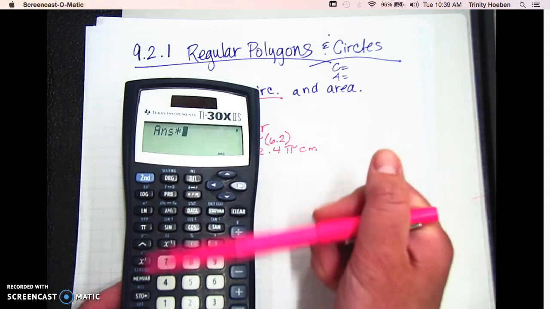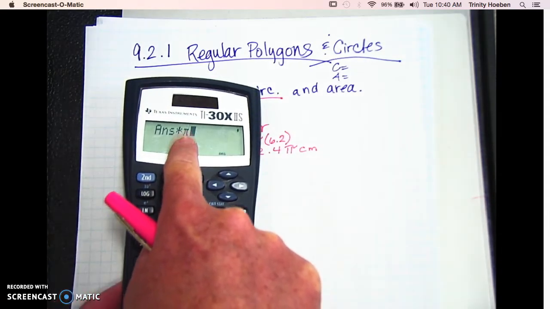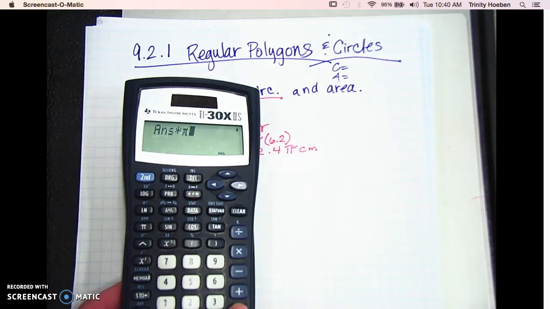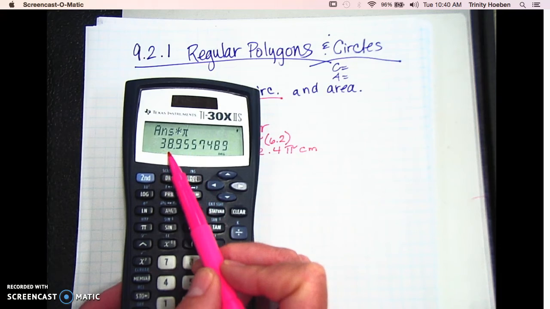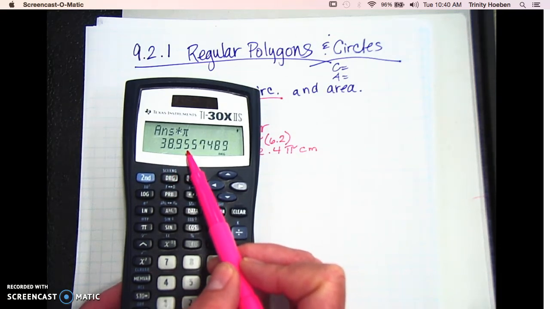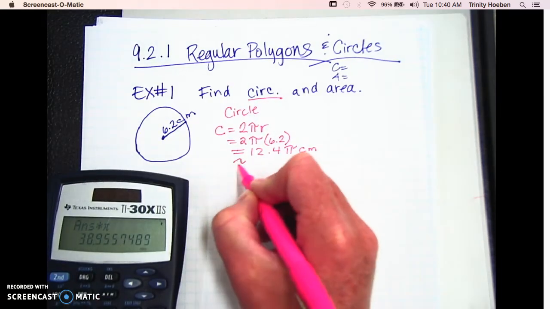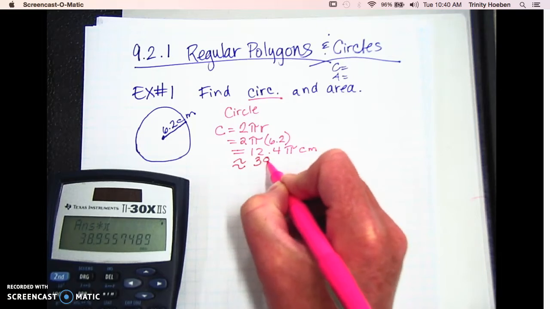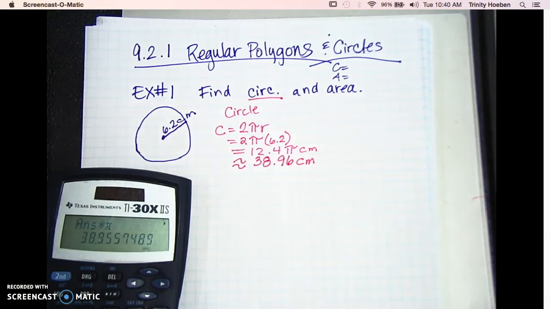So if you look on the left-hand column down here, you're going to see this pi button. If you push it, it's going to put a little pi up on your screen. And then when you hit equals, it's going to give you this big long decimal, right? Because pi is a big long decimal. So we're going to round it to the nearest hundredth. So I've got 38.95. It's either going to stay a 5 or round up. So we look to the number next to it, which is a 5. So does it stay or round up? Round up. So I'm going to say approximately equal to 38.96 centimeters.